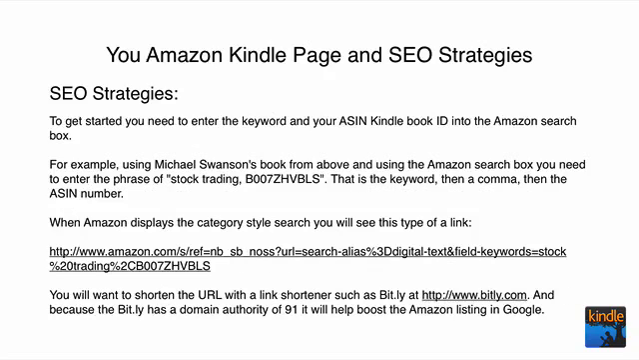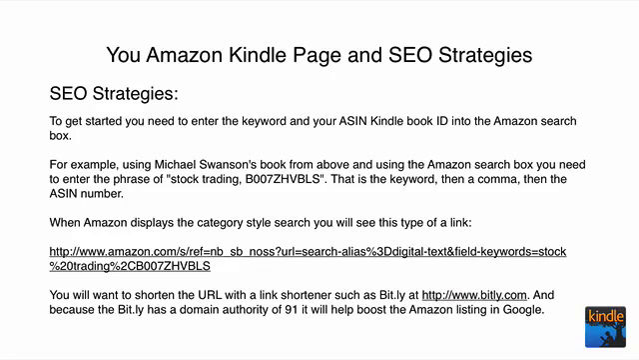Now, to get started, you need to enter the keyword and your ASIN Kindle book number into the Amazon search. For example, using Michael Swanson's book from above, we use the Amazon search box. You need to enter the phrase stock trading, comma, and then his ASIN number. This is the keyword and the comma with the ASIN number, like I said. And then when Amazon displays the category style page, you see the link below.